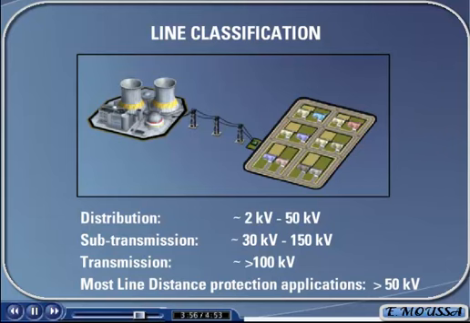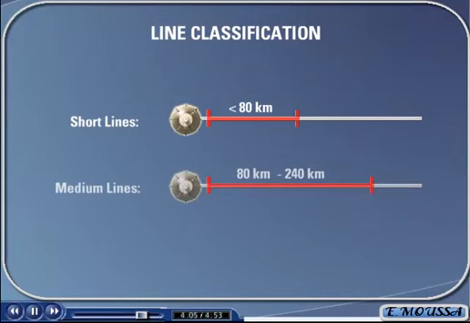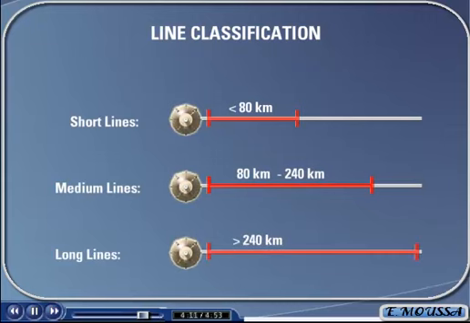The lengths of transmission lines have also been classified into three categories. Short transmission lines are ones that are less than 80 kilometers in length. Medium transmission lines are ones that are roughly between 80 kilometers to 240 kilometers. Long transmission lines are ones that are greater than 240 kilometers in length.